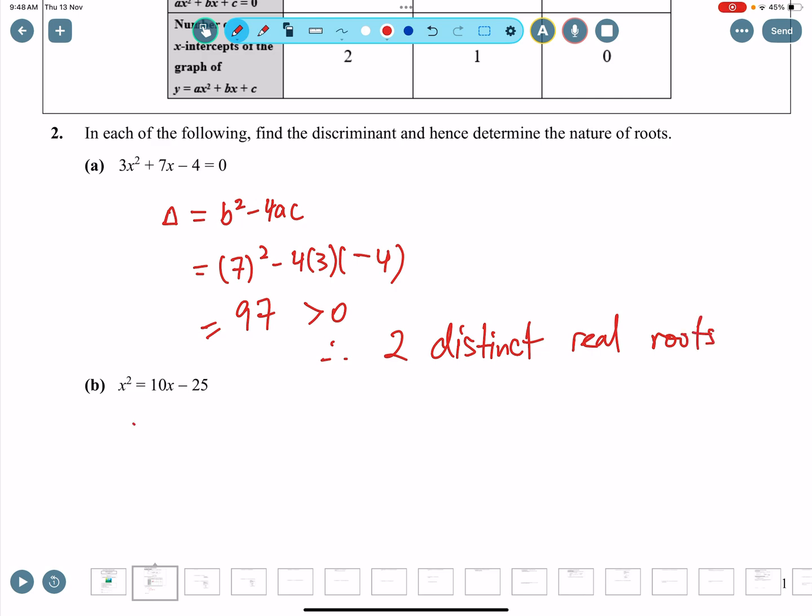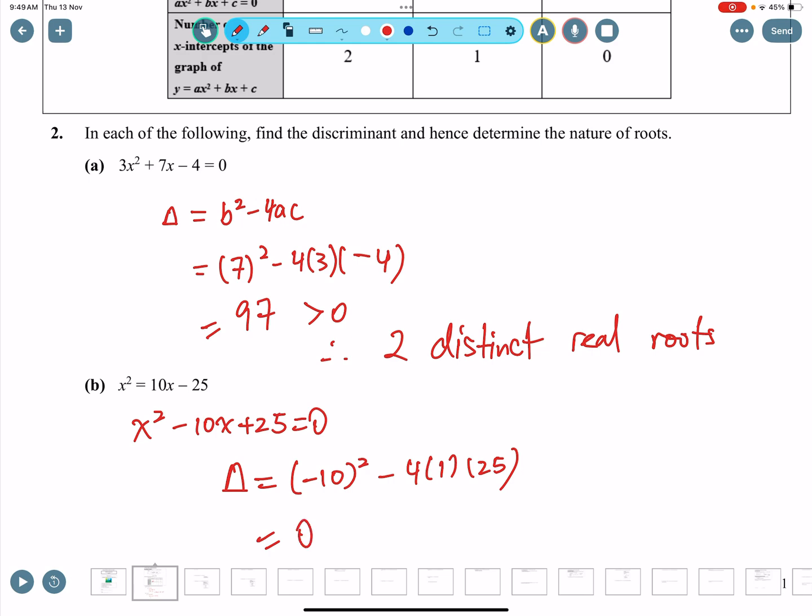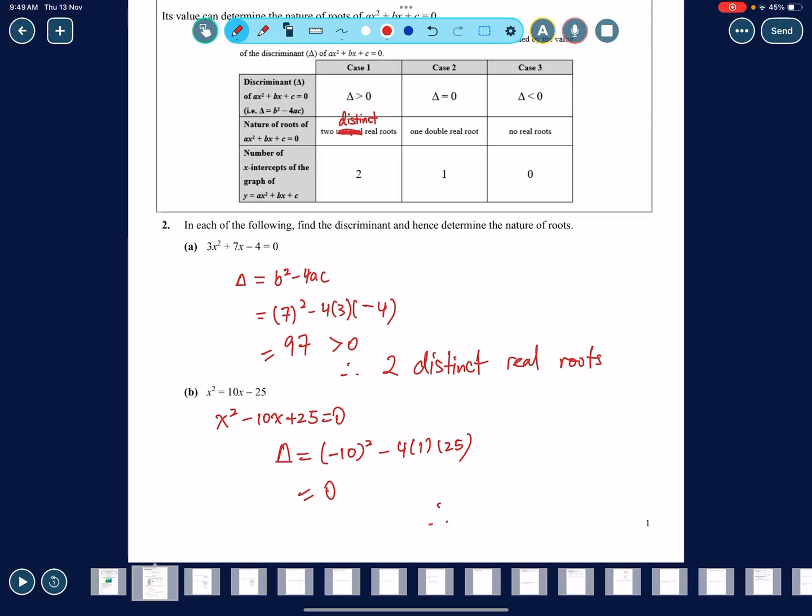Now let's do one more. So I have to rearrange the term, negative 10x plus 25 equals 0. So the right side has to be 0. Find triangle. Triangle equals negative 10 squared minus 4ac. You have to include a bracket because if not, it's going to give you the wrong answer. So bracket negative 10 squared minus 4 times 25, that's 0. So 0 tells us that there is one real root, one double real root.